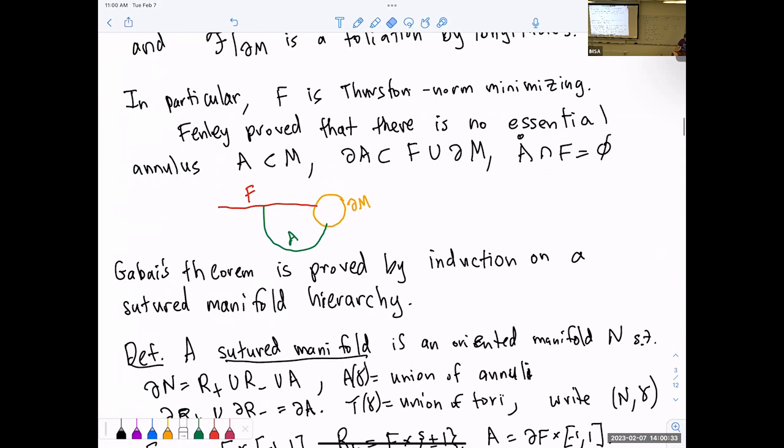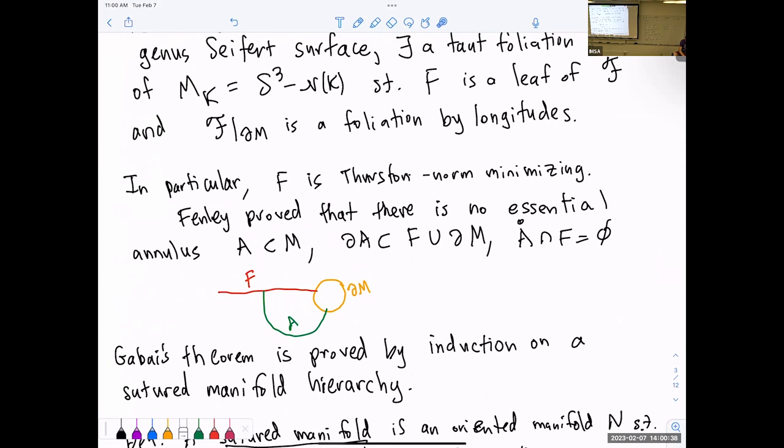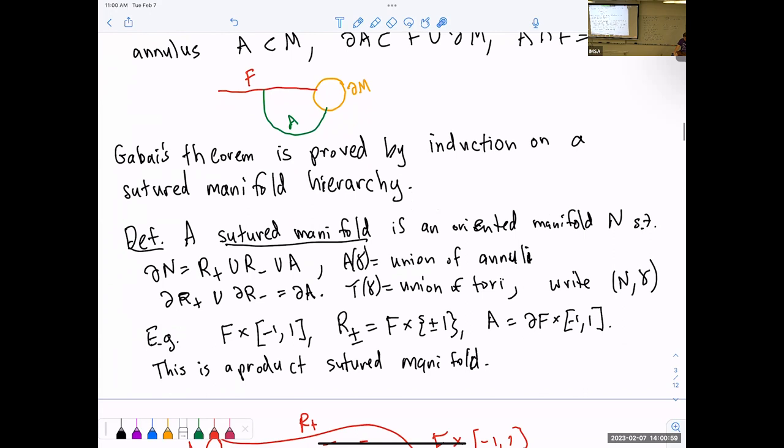Anyways, Gabai's theorem is proved by induction on a sutured manifold hierarchy. So he constructs his foliation starting with the Seifert surface and adding in leaves one at a time, and actually constructs a finite depth taut foliation on the knot complement with these properties. So let me say a bit about sutured manifolds.